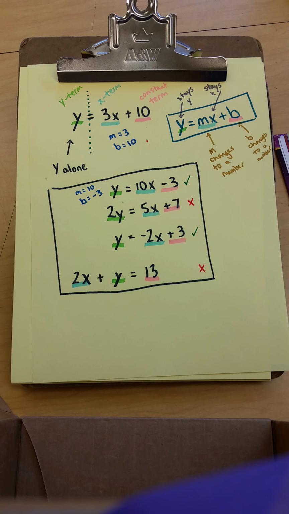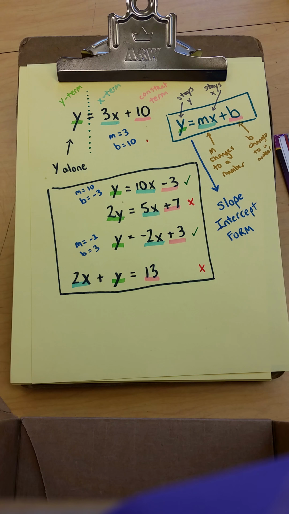How about the last one in slope-intercept form? Here, the m is negative 2, and the b is 3. This special way of writing equations is called slope-intercept form.